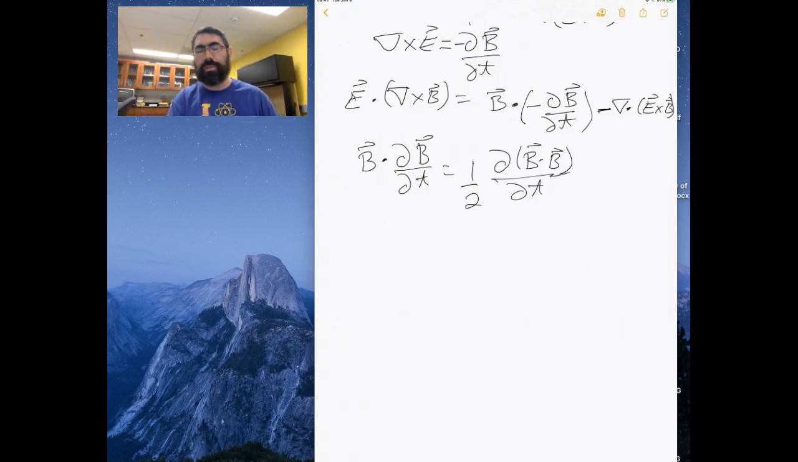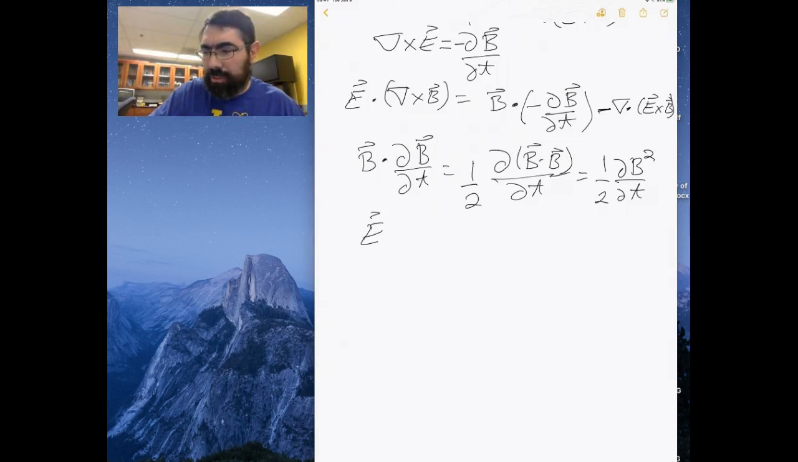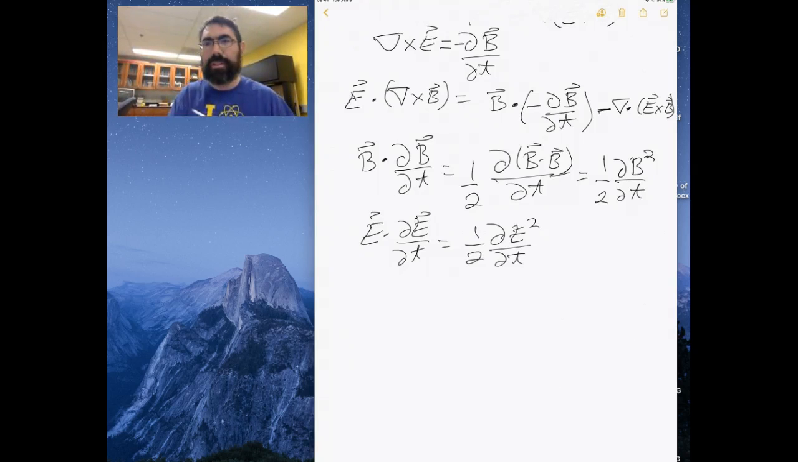Basically what we've done is brought the dot product inside the time derivative, but in doing so, by the chain rule we would have two of them, so we divide by 2. This gives us 1/2 the derivative of B squared. You get rid of the dot product, and you now have B squared. The same thing would be true for the electric field. Now we get 1/2 the derivative of E squared dt.